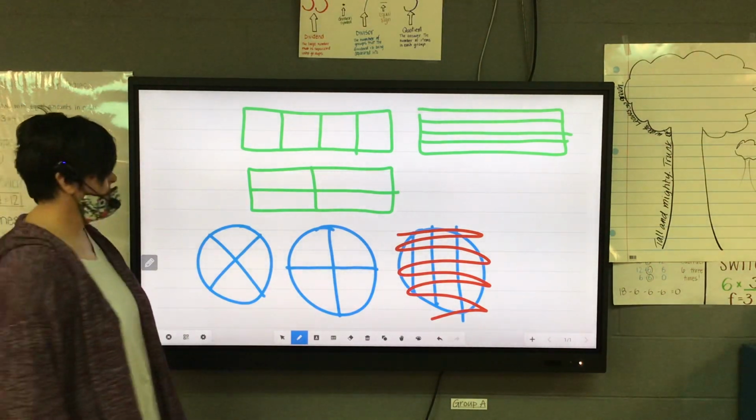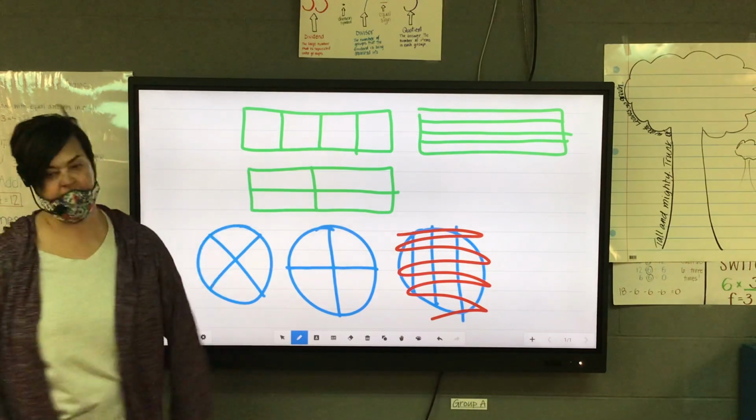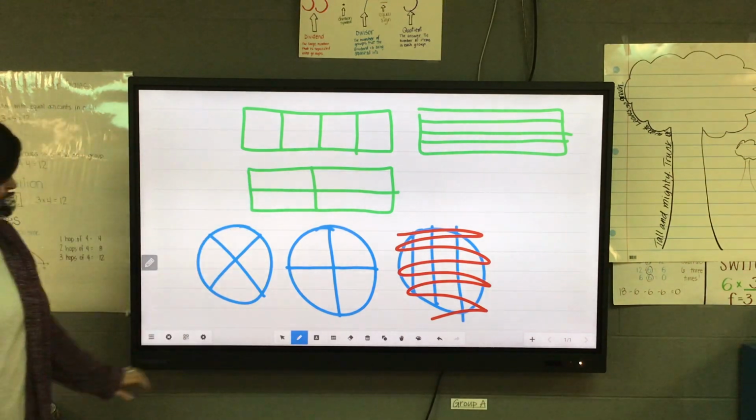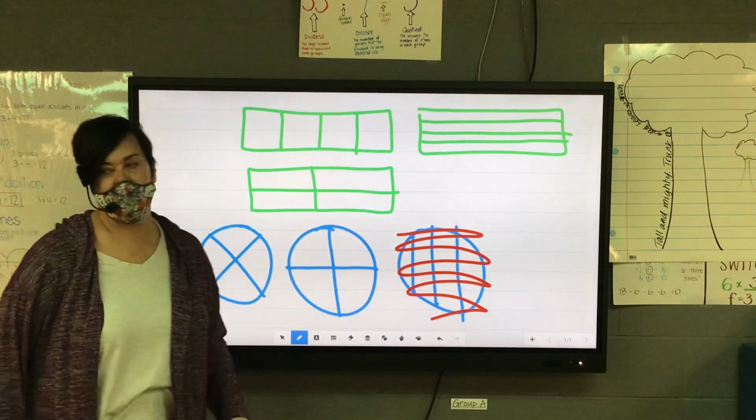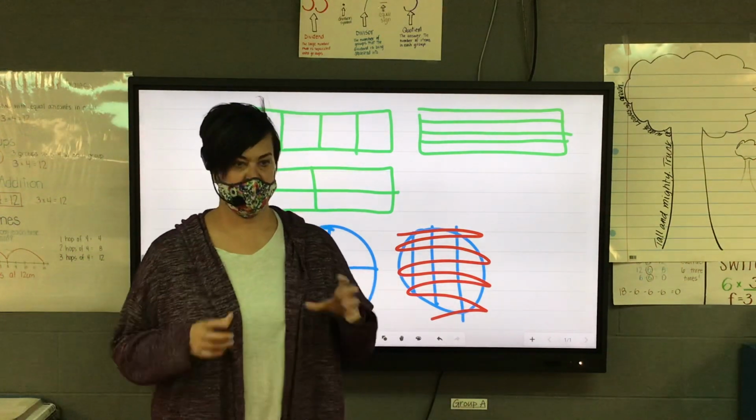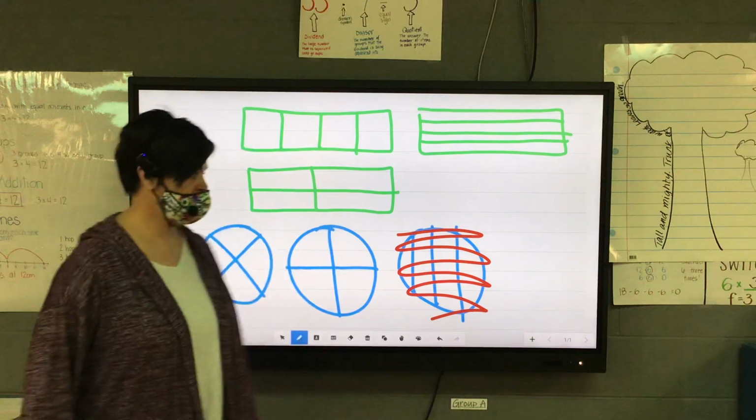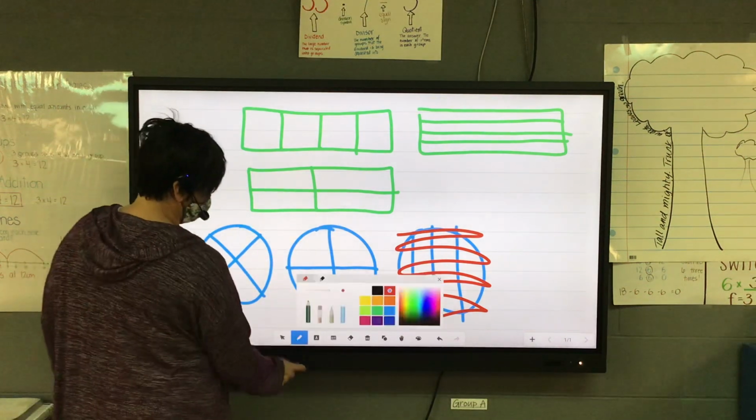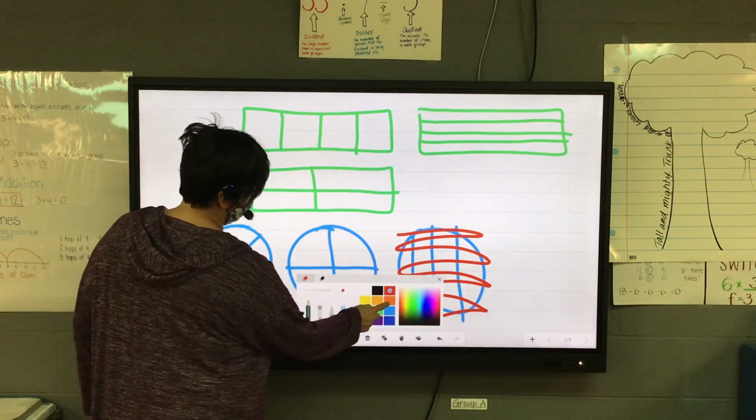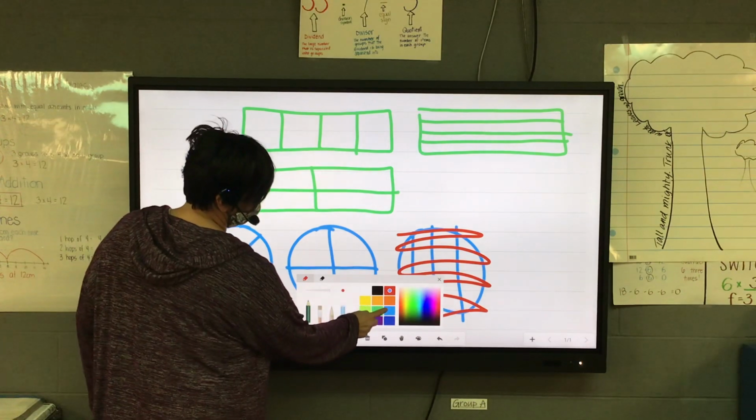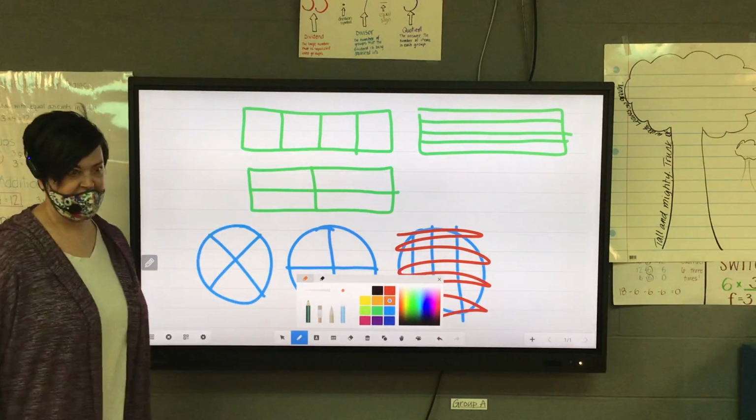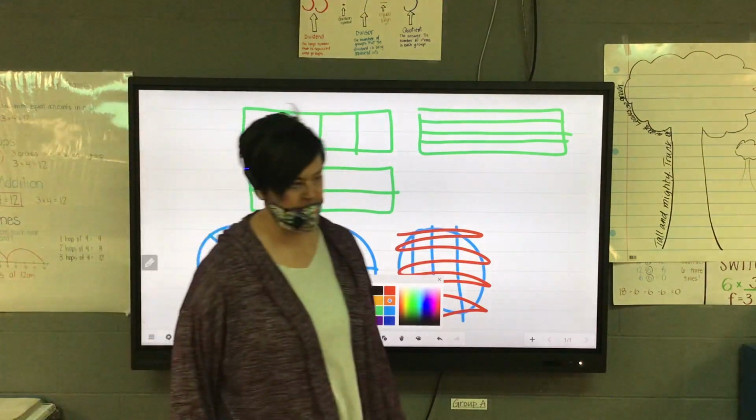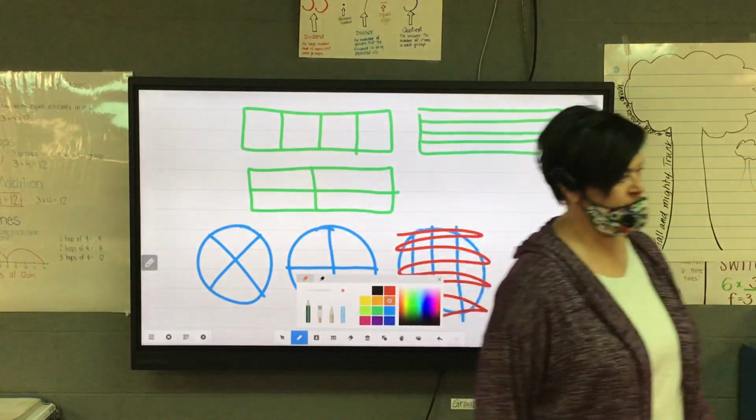Okay. On your rectangle, we're pretending like it's a Hershey's candy bar. Okay? So on your rectangle, if you eat half of it, color in half of that candy bar.